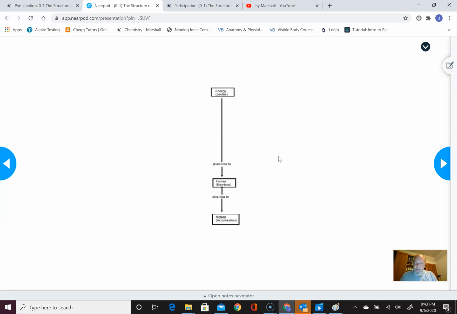Now we're going to expand this graphic organizer in a way hopefully that makes great sense and provides a really good background for the whole course. Okay, so energy gives rise to forces, which give rise to motion. So we're going to go to the next slide.